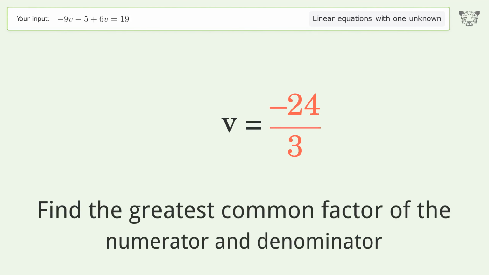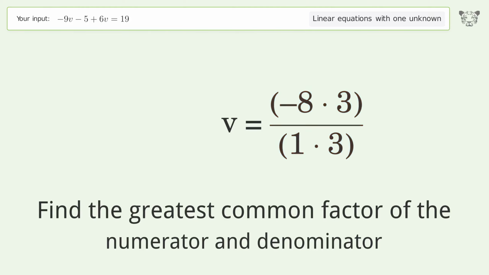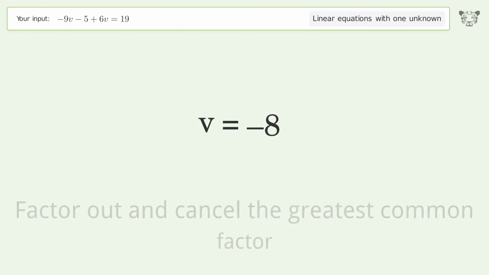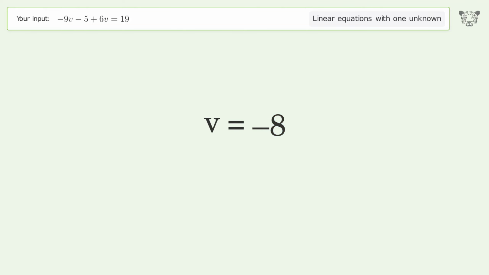Find the greatest common factor of the numerator and denominator. Factor out and cancel the greatest common factor. And so the final result is v equals -8.